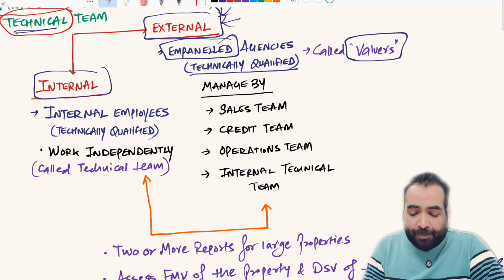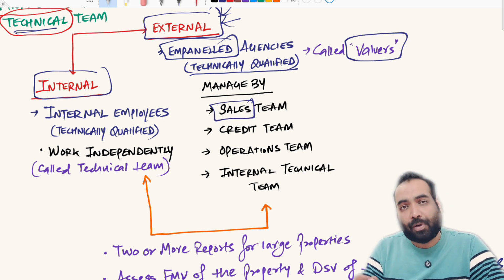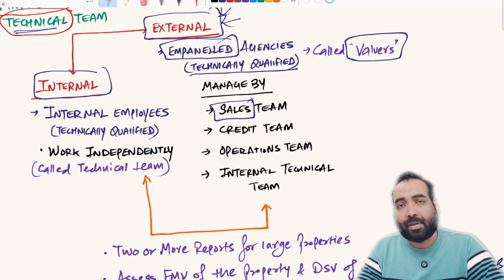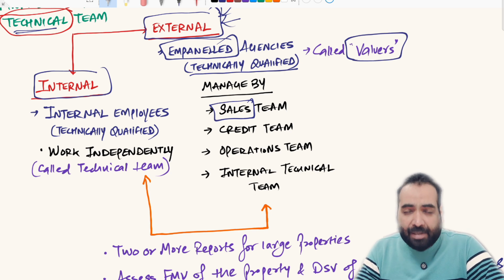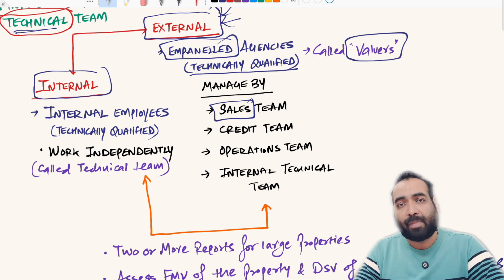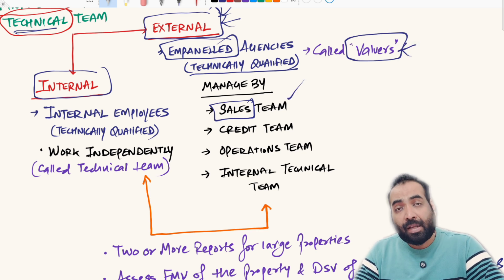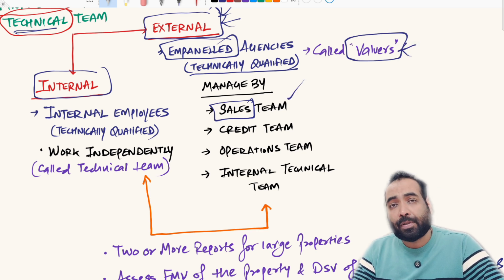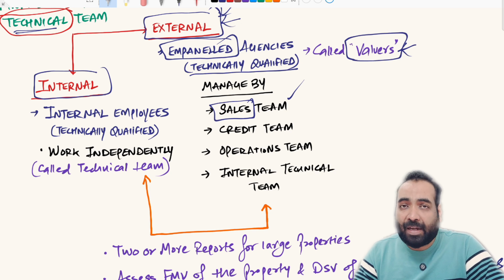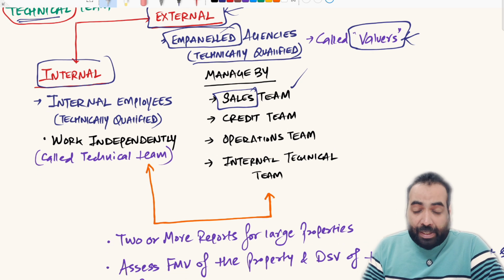In some of the banks, the entire external agency is managed by the sales team only. The marketing team of the bank handles the external agencies. These sales team members initiate the valuations, ask them to go to the property and assess the market value. The valuers submit their reports to them, and they also sign the reports on behalf of the bank that they have verified the report. So in some banks, the sales team handles this.